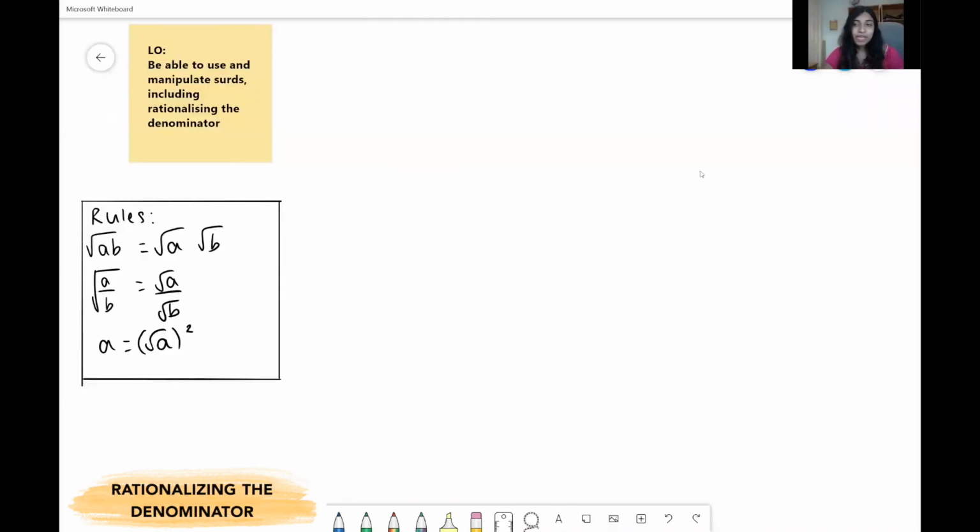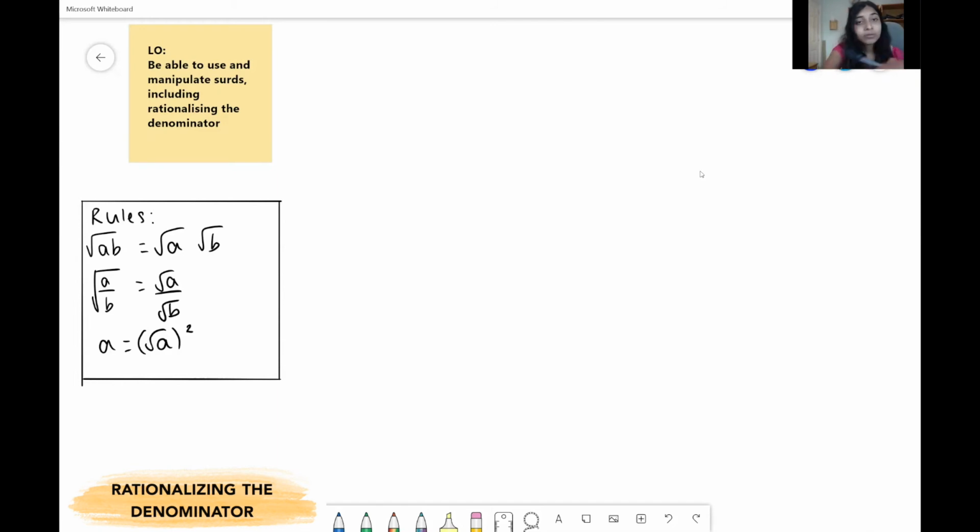So the next part of the lesson is going to be about how to rationalize the denominator. Rationalizing the denominator is just, if you have a surd at the bottom, trying to turn that surd into a whole number.